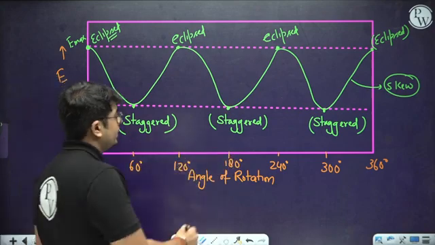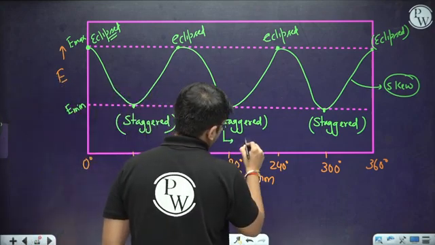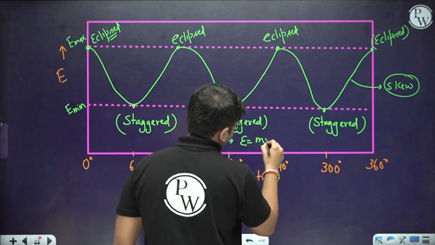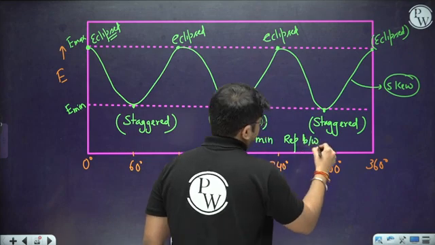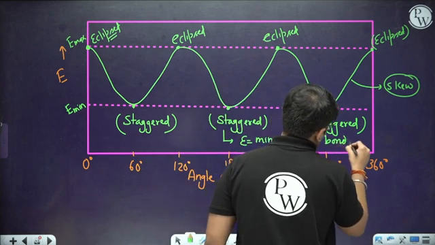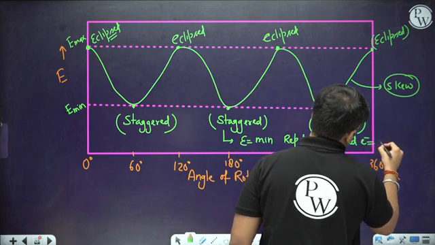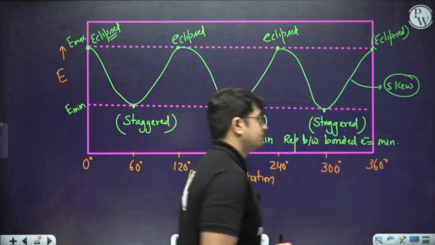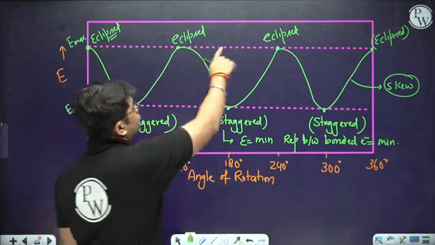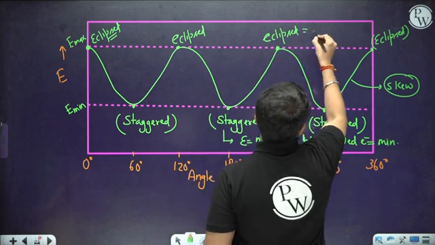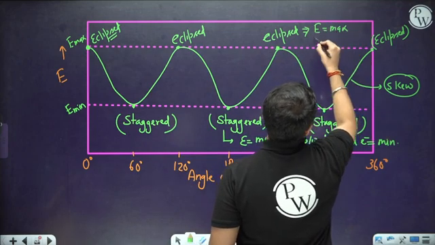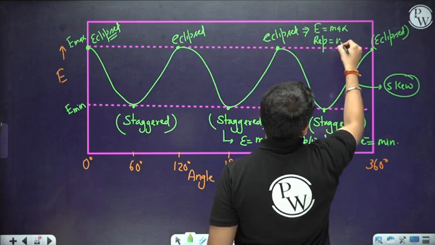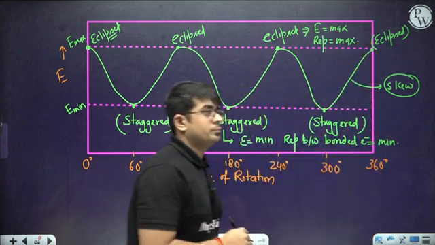Now you can say that in every staggered form energy is minimum, and repulsion between bonded electrons is again minimum. In case of eclipsed form you can say that energy is maximum and also the repulsion is maximum.